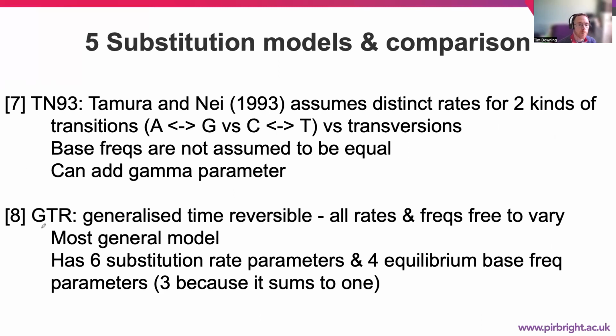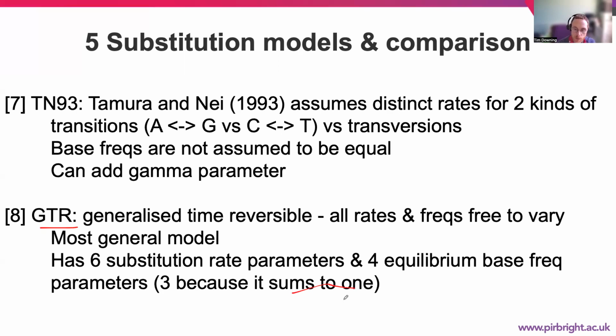You would probably use the generalized time reversible model, which allows all the rates and frequencies to vary a lot. This is the most general model, and it has 6 substitution rate parameters and 4 equilibrium base frequency parameters. These are the main ones, and then the 3 other options.